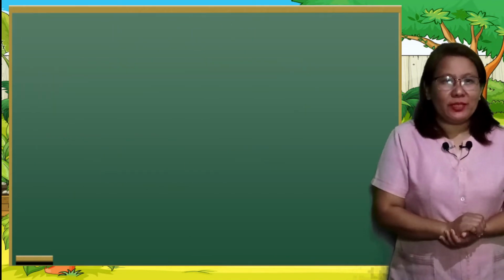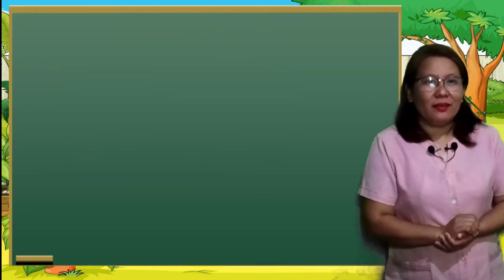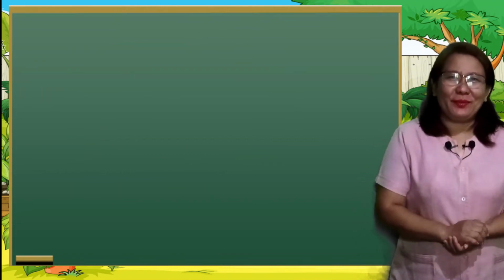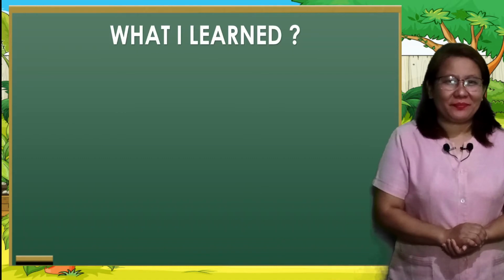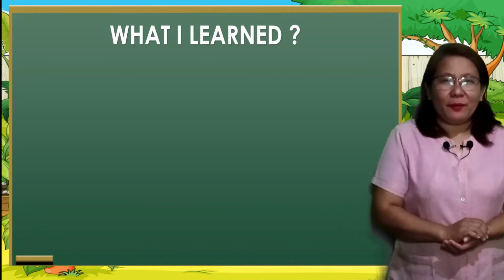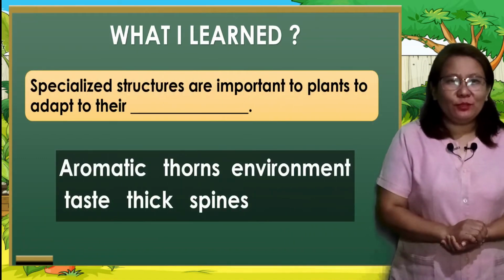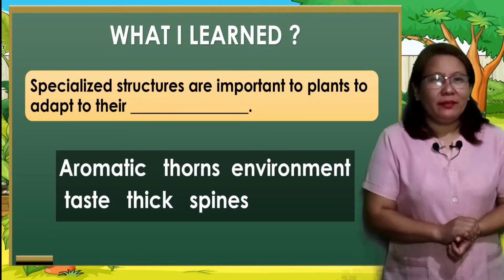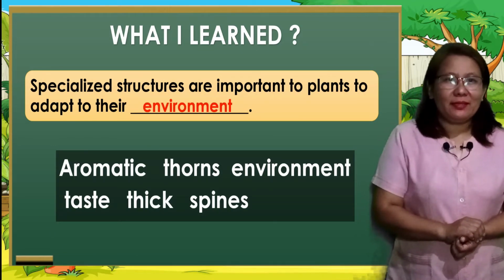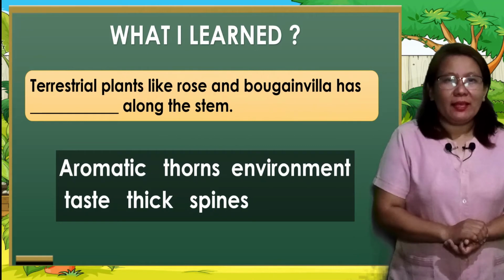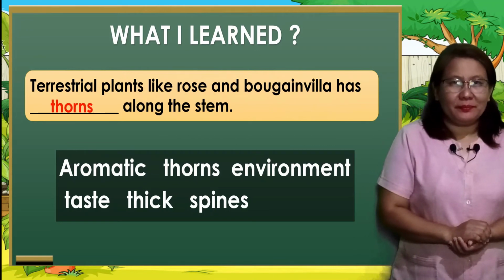Complete the paragraph by choosing the correct word inside the box. Key in your answer in the comment box. Specialized structures are important to plants to adapt to their blank. Terrestrial plants like rose and bougainvillea have blank along the stem.